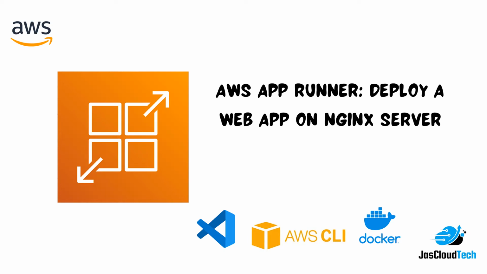So in today's video, I'll be showing you a small demo in which I will show you how to use the AWS App Runner in order to deploy a web app on Nginx server. So we will be creating a container image. We will push that to the Amazon container registry. Then we will use the App Runner service in order to deploy our web app.